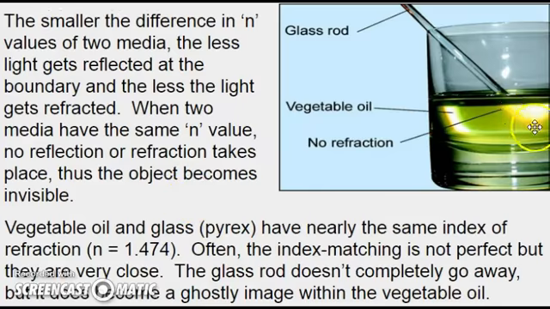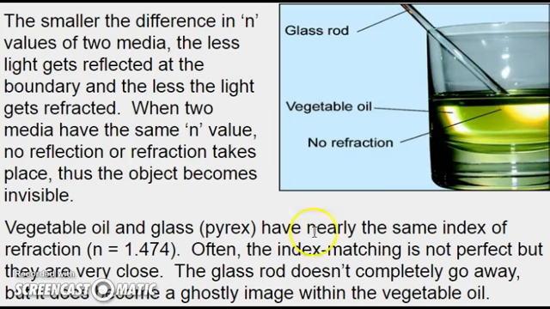So back to making sense of this picture here, and you can still kind of see it. But the smaller the difference in the n values of the two media, the less light gets reflected at the boundary and the less light gets refracted. So when the two media have the same n value, no reflection or refraction takes place. Thus the object becomes invisible. So we can say very confidently that the glass rod and the vegetable oil have the same or pretty darn close to the same n values or refractive indices.